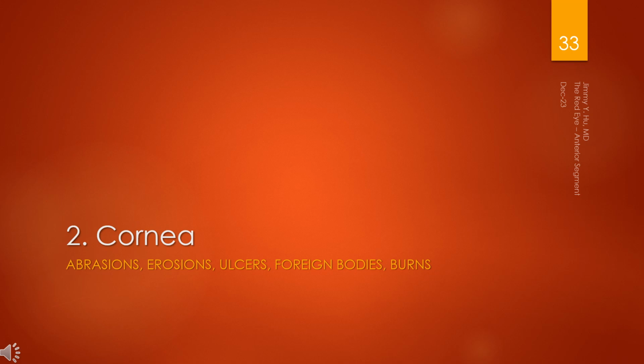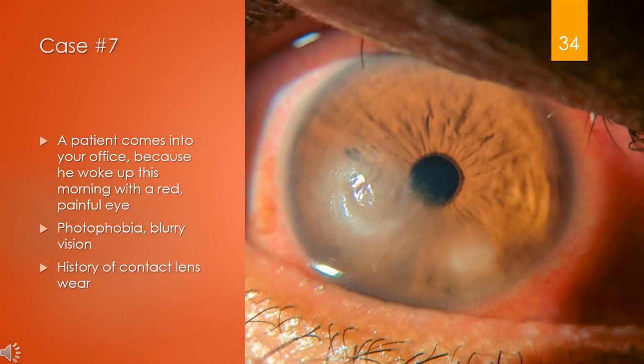Okay, let's do some cornea cases now. A patient comes into your office because he woke up this morning with a red, painful eye. He's got blurry vision, photophobia, and a history of contact lens wear. You look at the eye itself underneath the microscope, you see these fluffy little spots on the corneal surface. There's some localized corneal edema. There may or may not be a small epi defect. It's a little patchy. It's not quite clear, and the eye itself is pretty red. There may even be an inflammatory reaction in the anterior chamber.